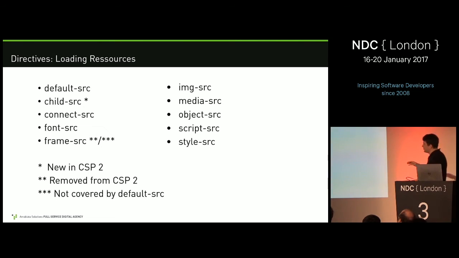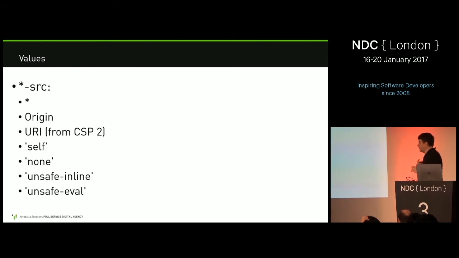There are also some changes in CSP2. I just put them here for reference, so when you have a look at the slides later, you have a very good overview. So these are the directives that exist, or at least most of the directives that exist, and they can have different values, and those values are, I think, noteworthy.